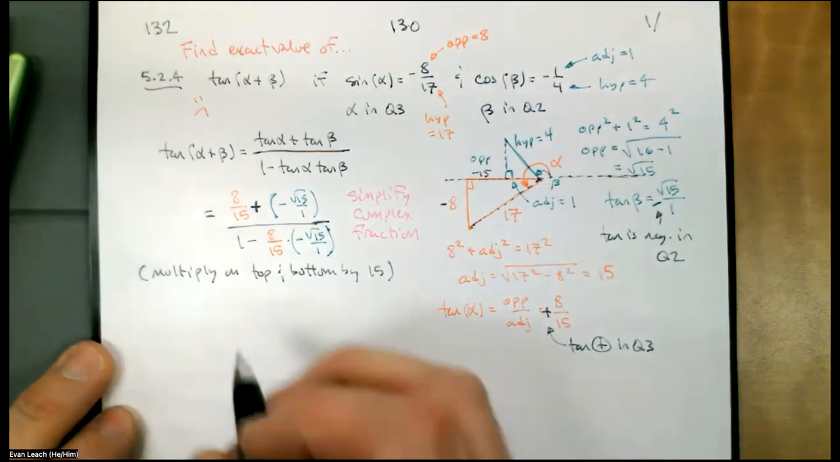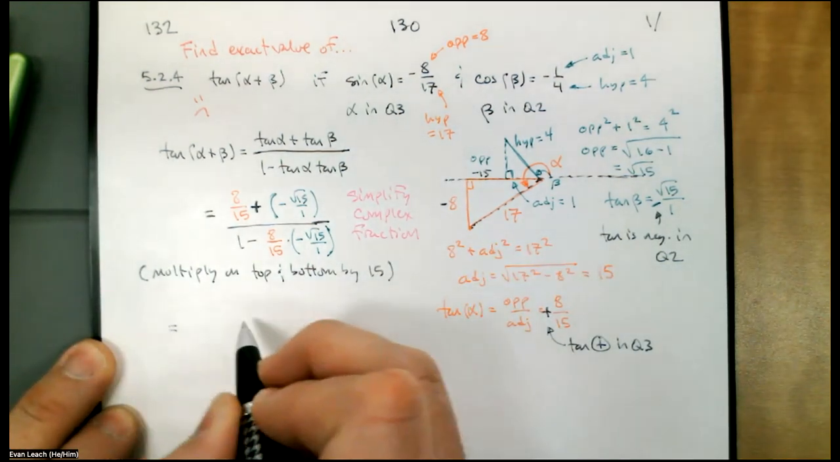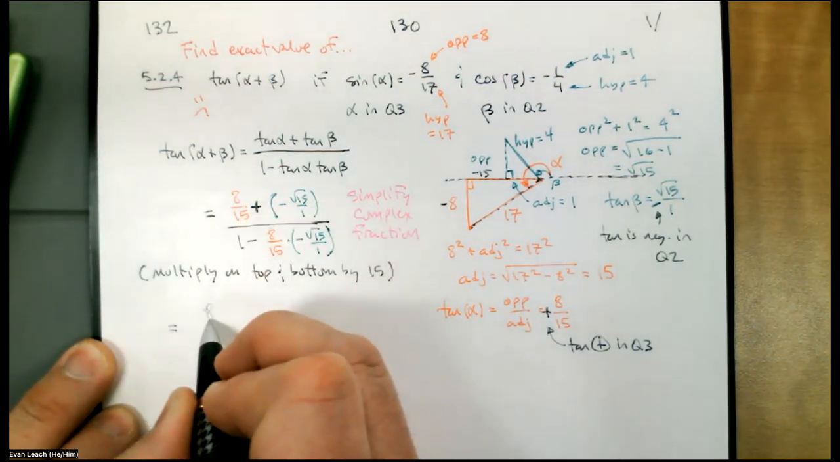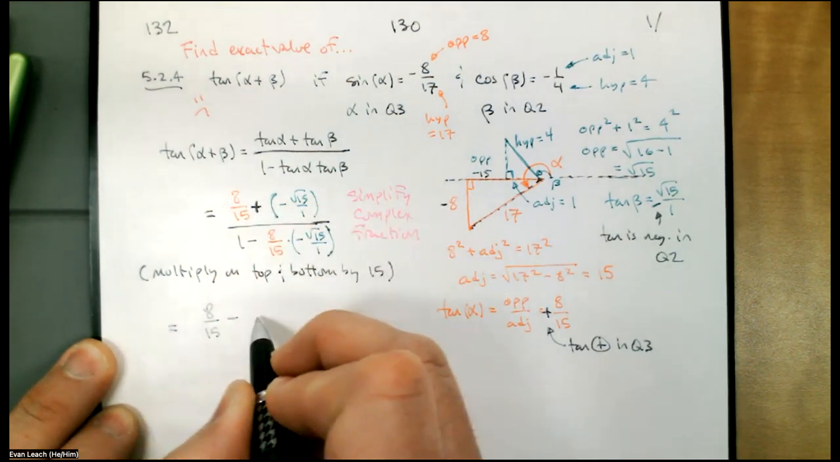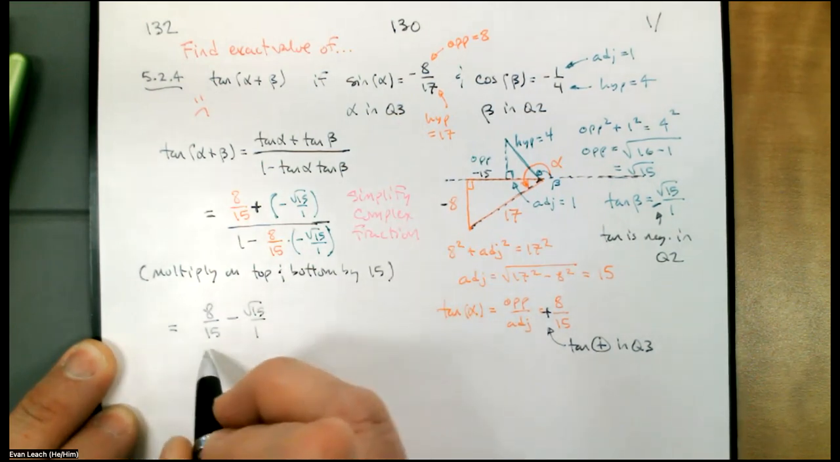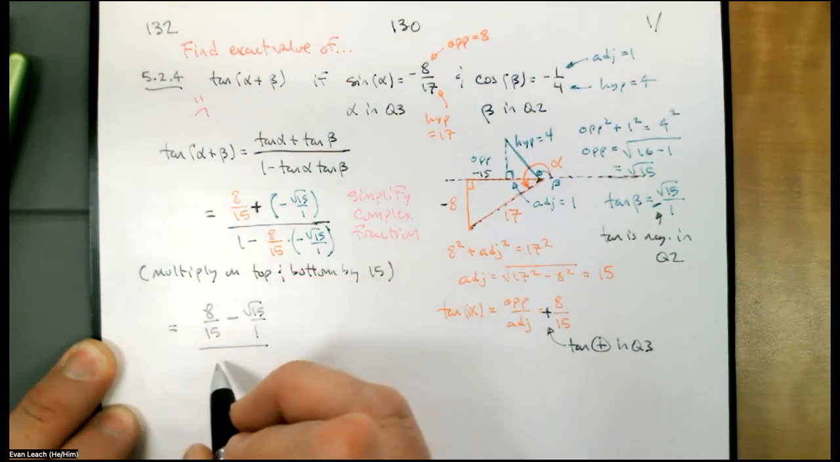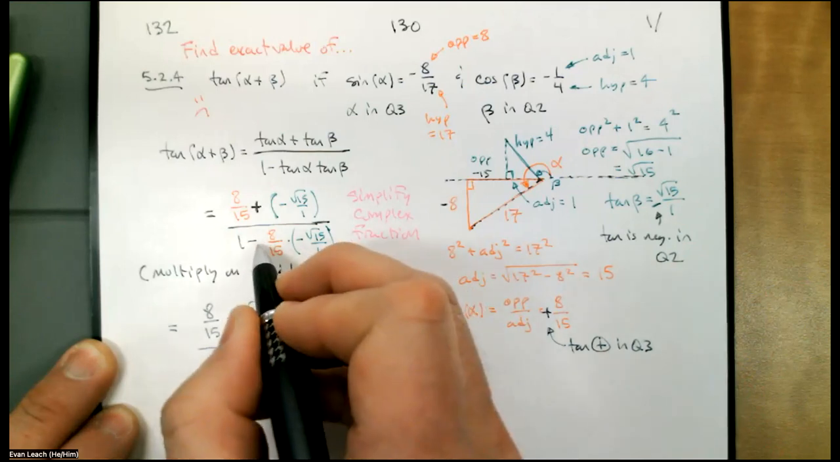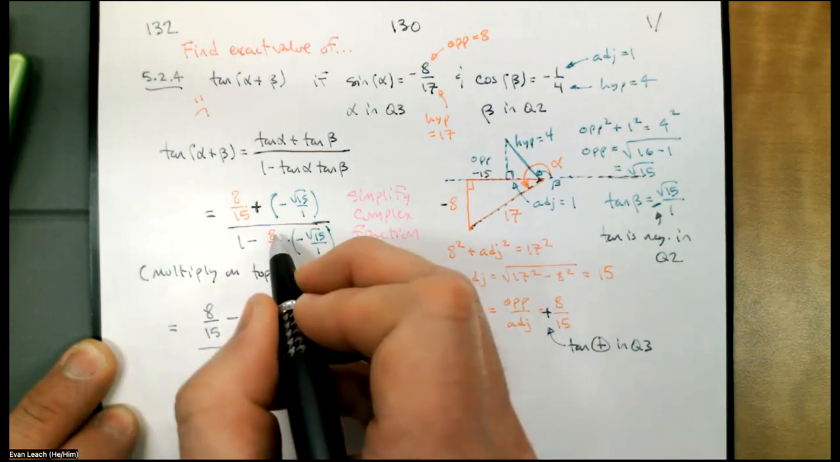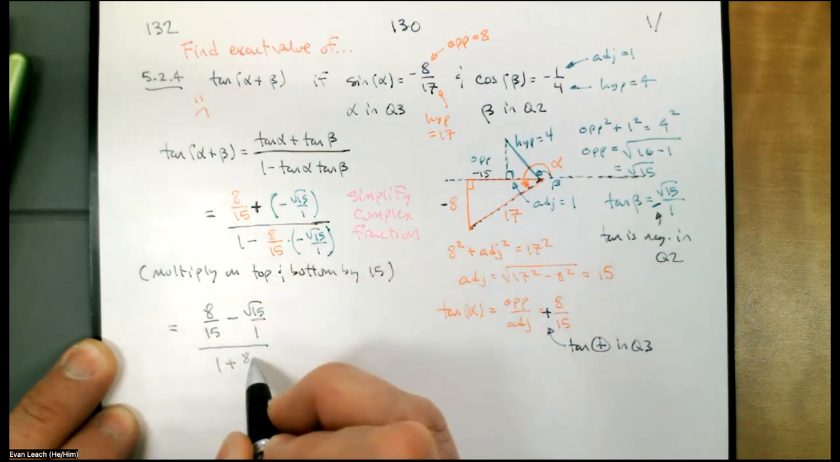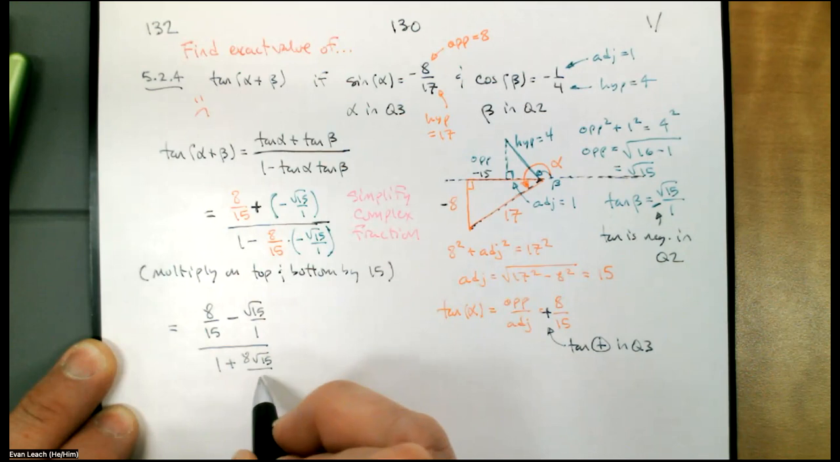So I'm going to take my 8 over 15 plus, a minus times a minus, is going to be a minus. And there's a square root of 15 over 1. And in the denominator, I've got a 1 minus, multiplied by a minus is a plus, and I'm going to add 8 square root of 15 over 15.